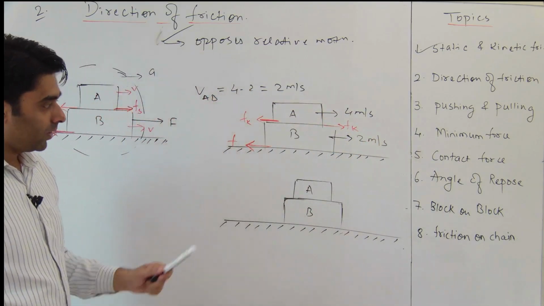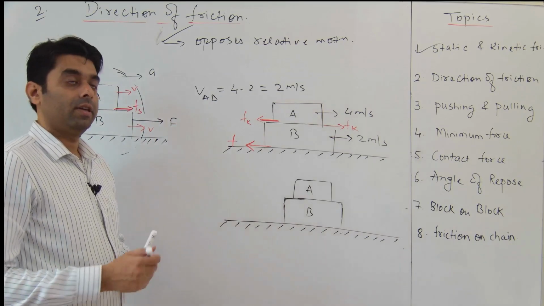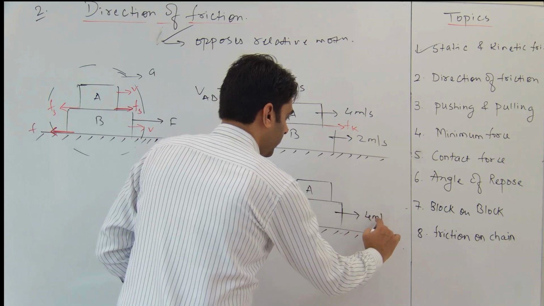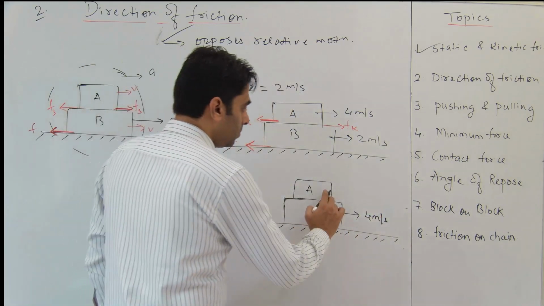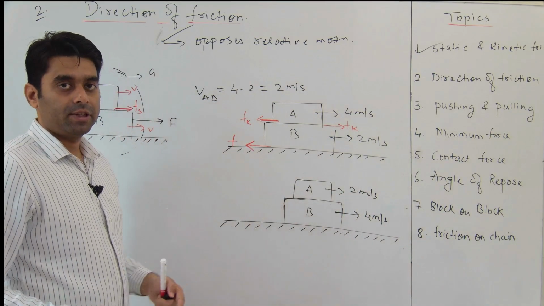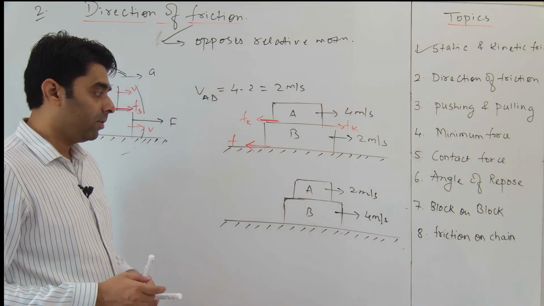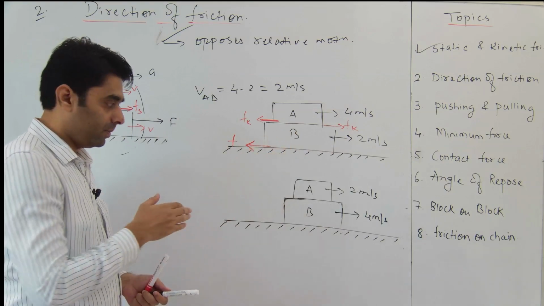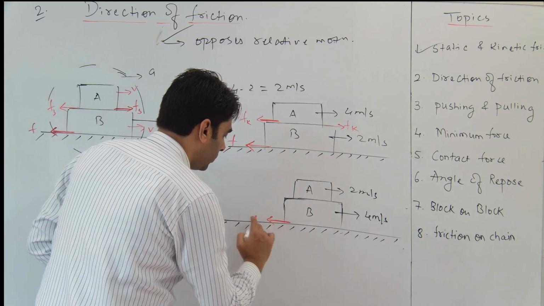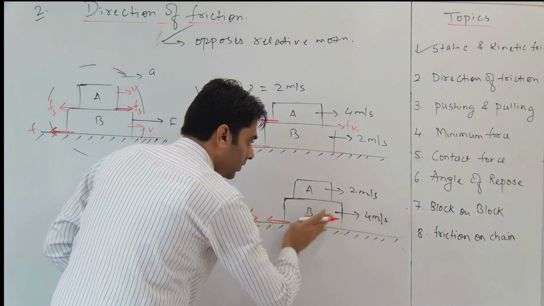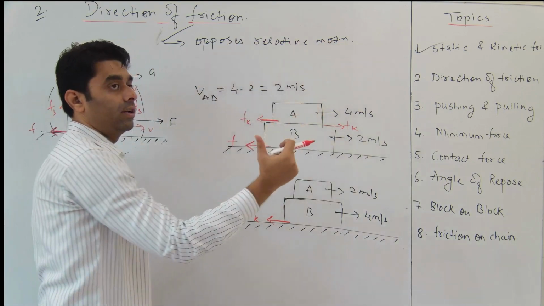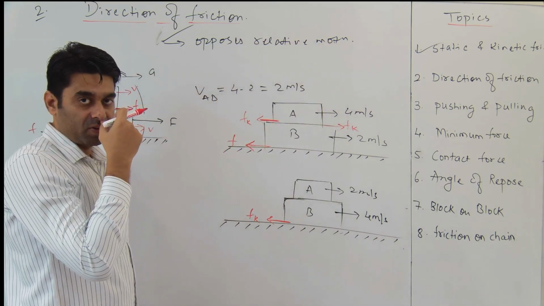Okay. Let's look at the next situation. Third situation, I am changing the velocity. B is moving with 4 meters per second and A is moving with 2 meters per second. First, in which direction is the ground applying friction on the B block? Obviously, B is moving forward, towards the right, with a speed of 4 meters per second. So the ground will apply friction towards the left. The velocity of B is towards the right, so kinetic friction will act towards the left. It opposes relative motion. Kinetic friction always acts opposite to the velocity.